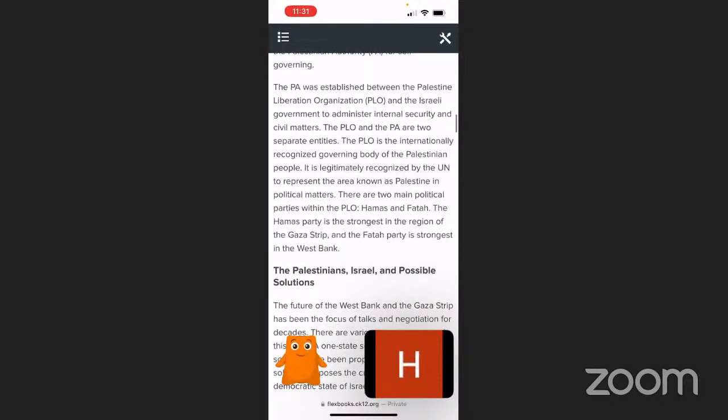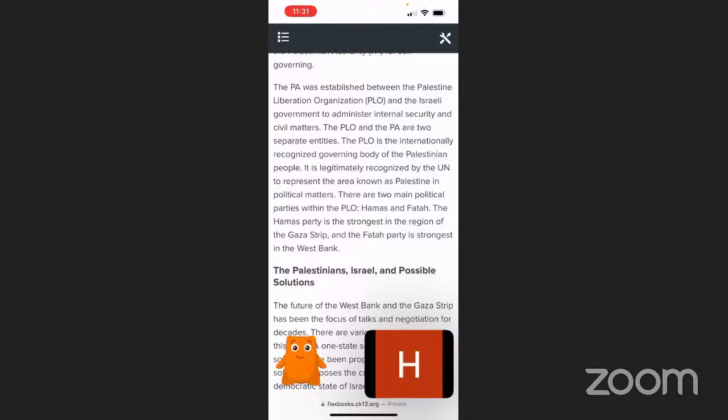The PA was established between the Palestinian Liberation Organization and the Israeli government to administer internal security and civil matters. The PLO and the PA are two separate entities. The PLO is the internationally recognized government body of the Palestinian people. It is legitimately recognized by the UN to represent the area known as Palestine in political matters.